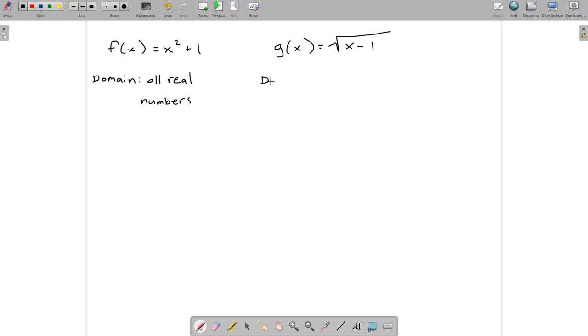But for g, I am taking a square root. So I need the inside of this root to be positive or 0, so greater than or equal to 0. And then by adding the 1 to the other side, I can see that I need my x to be greater than or equal to 1. So that would be your domain for this g of x here. So currently these aren't the same, but we needed to look at the range as well. So let's take a look at the range of f of x.